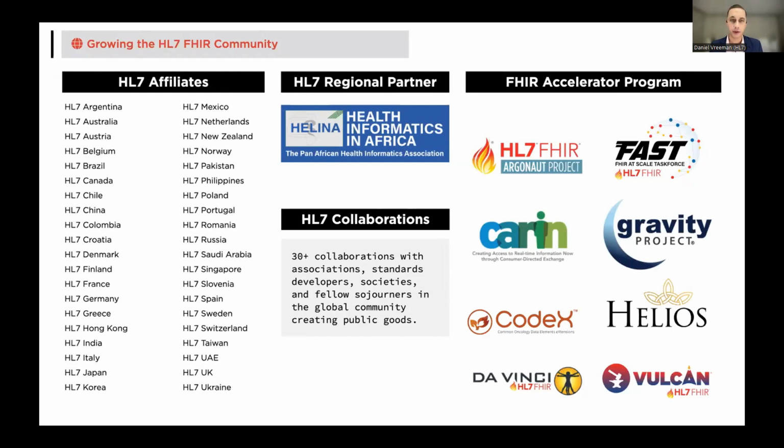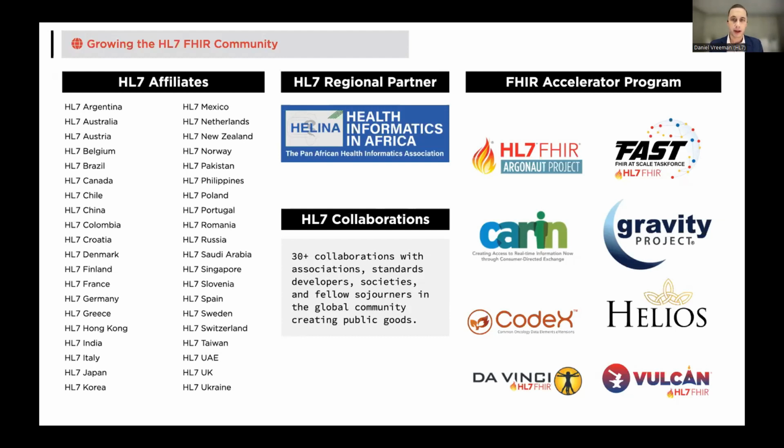HL7 has collaborations with 30 or more different associations, professional societies, standards development organizations, and others that help connect FHIR to different other kinds of standards, as well as to take in the input and perspective represented by different professional societies. HL7 also convenes the FHIR Accelerator Program. Each accelerator is a collection of stakeholders who have agreed to get together and solve particular interoperability problems using FHIR.